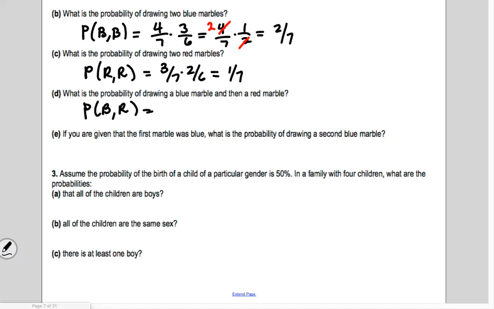Kenzie, you look confused. Oh, okay, never mind. So the blue is 4/7. The red would be what, 3/6? Is that right? So I think that's still the 2/7.